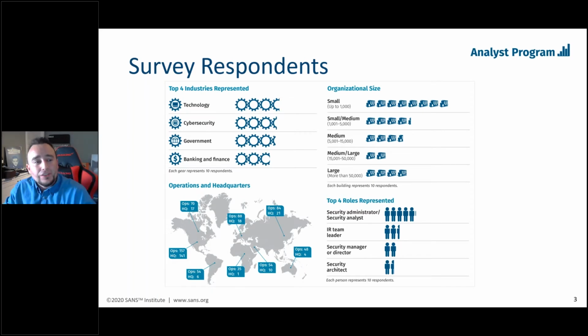Types of industries: you can see that many different industries are represented, all the way from banking and finance into government, and also cybersecurity and technology.